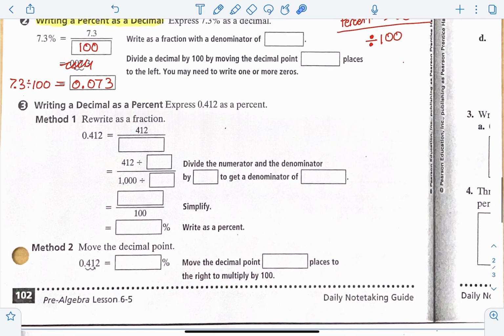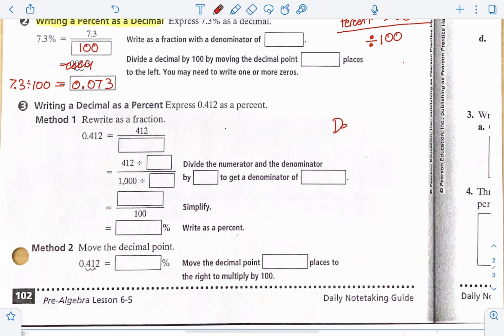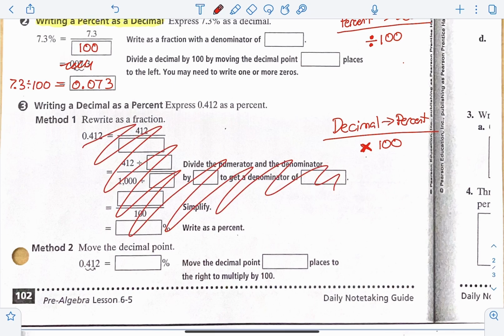When you're going from a decimal to a percent, you're going to times by 100. Okay, you're going to times by 100. They have a lot of really complicated steps that we're not going to do. So if we're trying to write 0.412 as a percent, we're going to say 0.412 times 100 equals 41.2%. Okay, because we're writing a decimal as a percent.